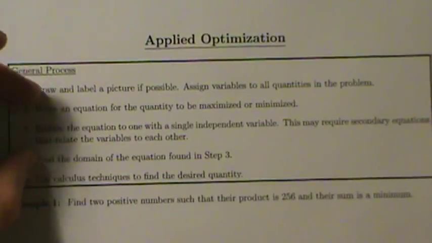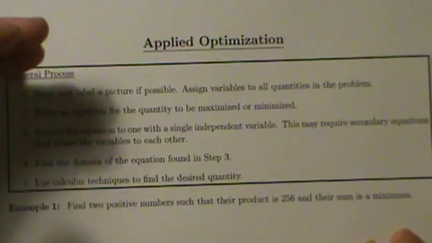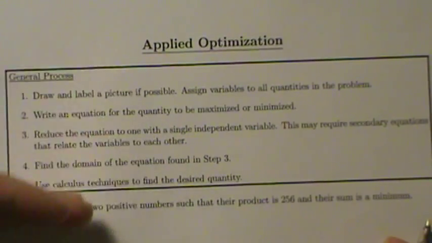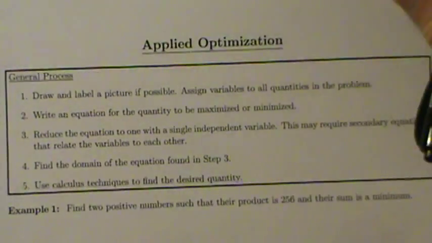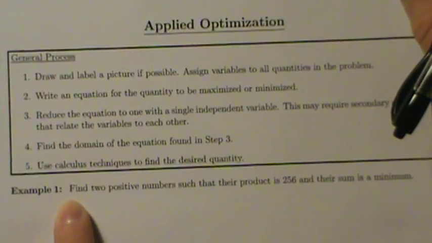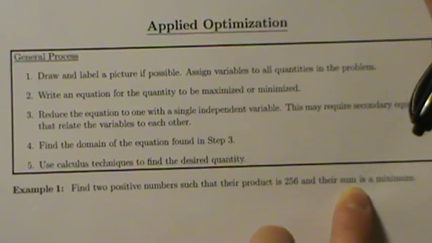This exact process isn't going to work for every single applied optimization problem, but for the most part, it is going to get you to where you need to be. You might have more complicated problems that have more going on, but in general, follow this kind of procedure and it'll work out. So let's go through these as we do example one. Example one says find two positive numbers such that their product is 256 and their sum is a minimum.